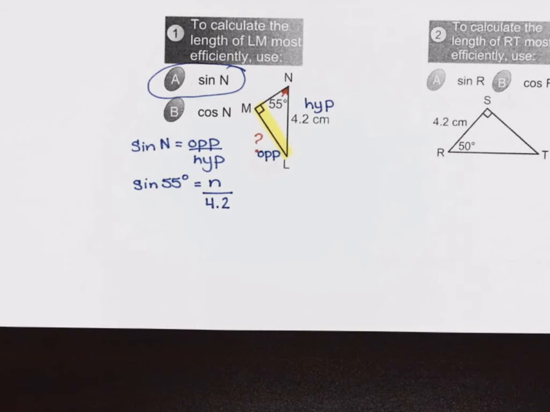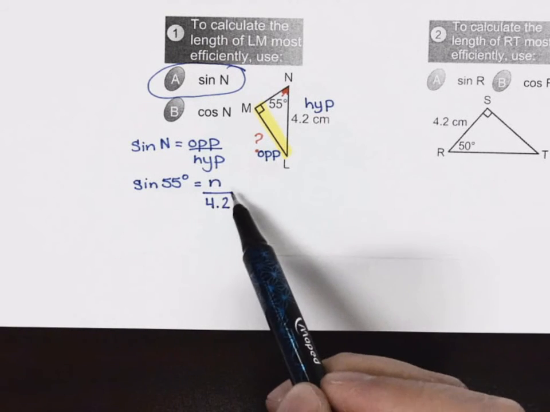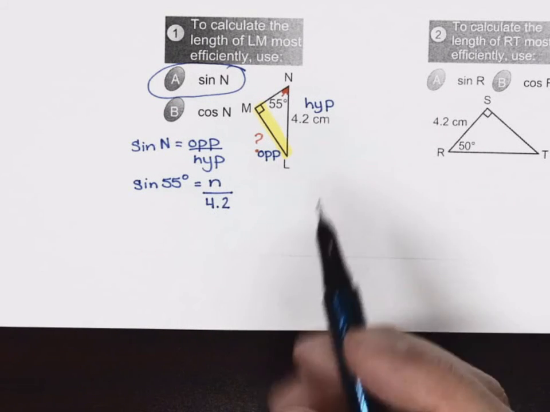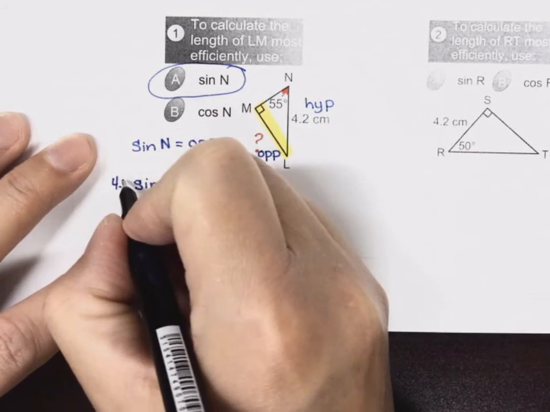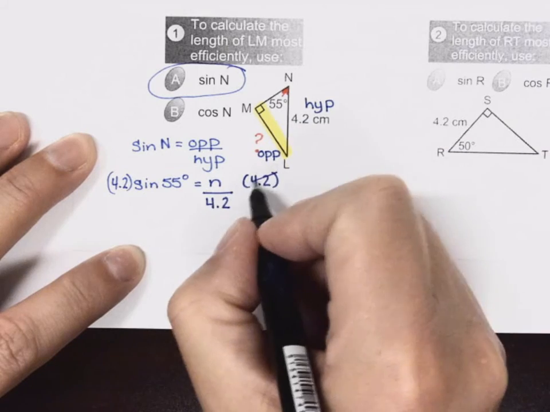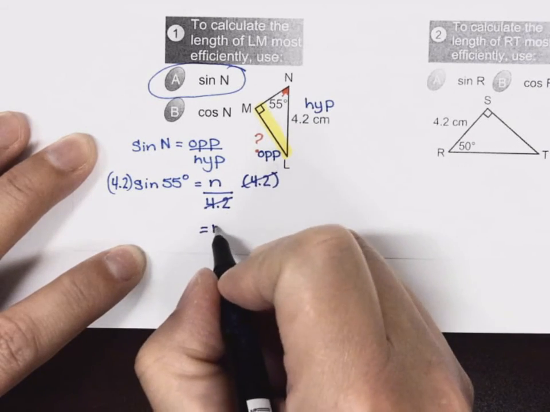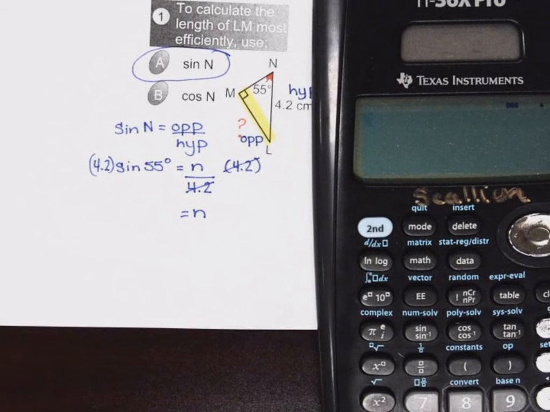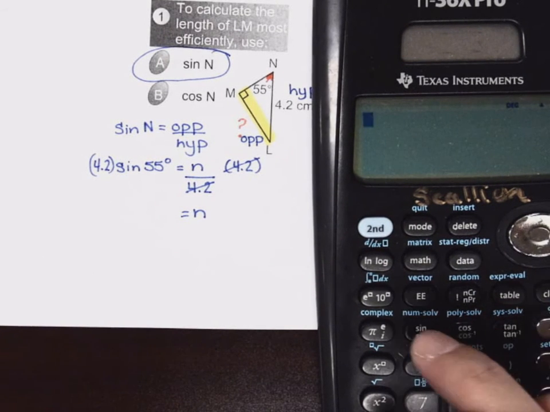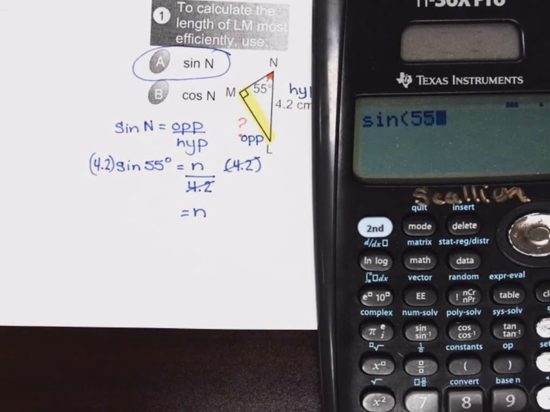So what am I going to do to solve for n? N's already by itself. I need to get rid of this divide by 4.2. Brilliant. But whatever I do to one side, I have to do the other, because those will end up canceling each other out. So then here's the question. In your calculator, do you put the 55 first, or do you put the sine first? And for me in this question, I put the sine first. I'm going to close that bracket.